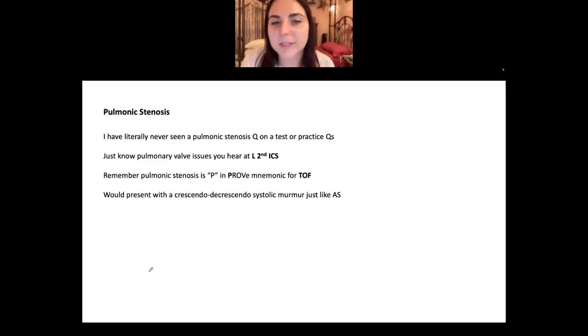Pulmonic stenosis, never seen it, it's really not a thing. It's pretty much the same as aortic stenosis in terms of trying to open the valve. It's just at a different location. It's at the left second intercostal space.